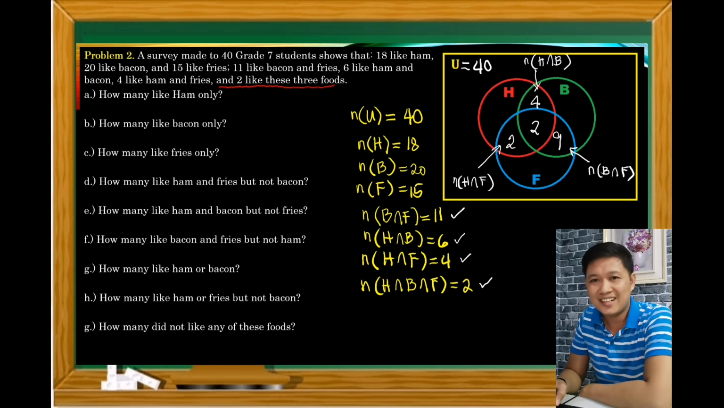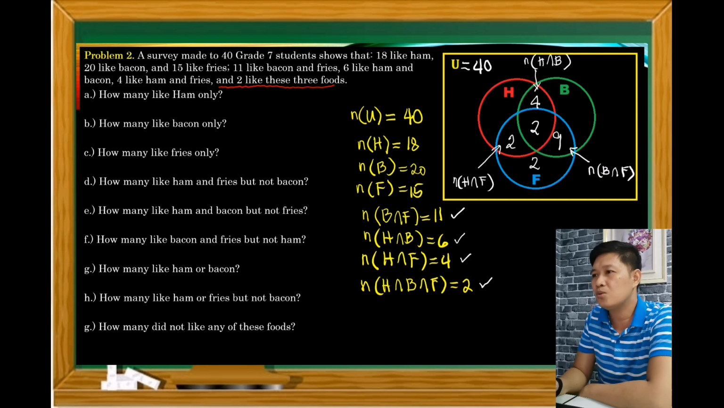Dito na tayo sa number of students that like fries. 15 daw lahat ang may gusto ng fries. So, tignan natin ang bilog ng fries. Anong mga numbers na nasa loob? Meron tayong 2 plus 2 plus 9. So, 2 plus 2 is 4 plus 9 is 13. Okay, 15 daw ang may gusto ng fries. So, ilan na lang ang kulang para mabuo natin ang 15? Okay, correct. So, we only need 2. Okay, so 2 plus 2 plus 2, 6 plus 9, 15. Nasundan? Okay, let's proceed. Number of students that like bacon, 20.